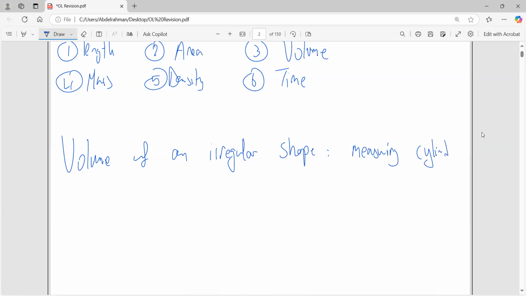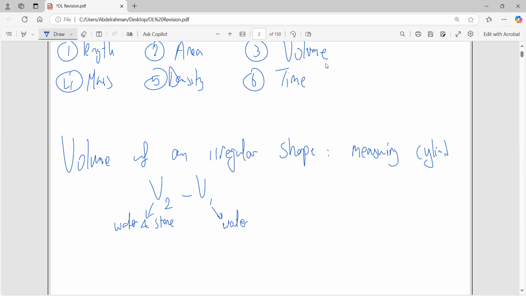And we can use, yes, it is a measuring cylinder, and we can find the displacement. It's called the displacement method. What is the displacement method? Basically we find V2 minus V1. V2 is the volume of the water and the stone, or whatever irregular shape that we have, and V1 is the volume of the water or liquid alone.